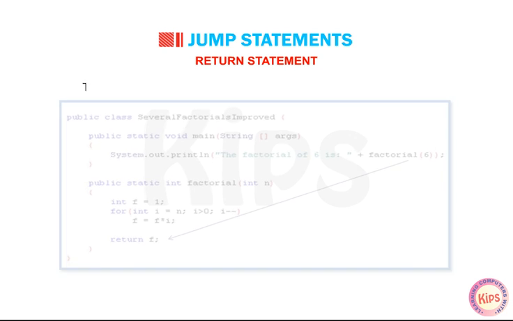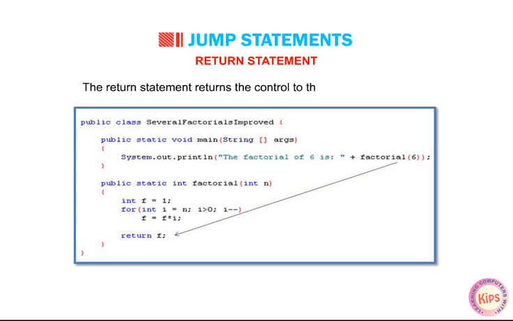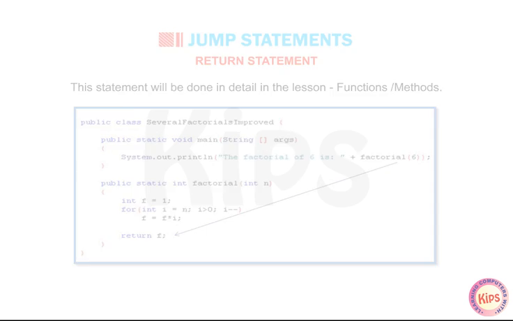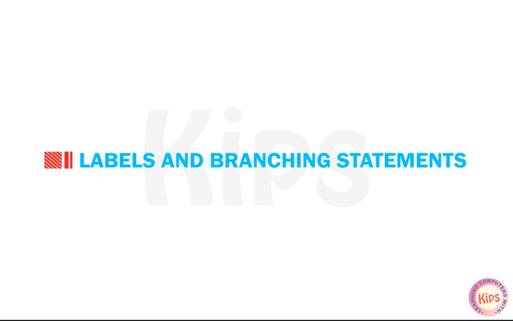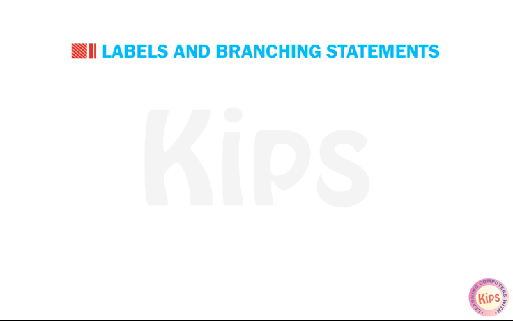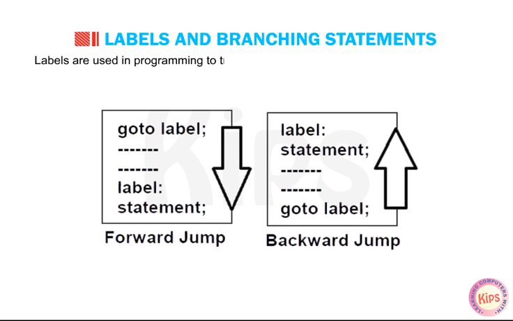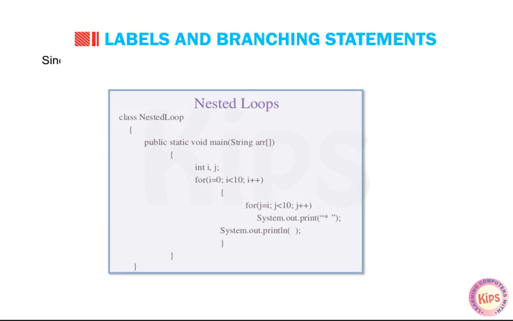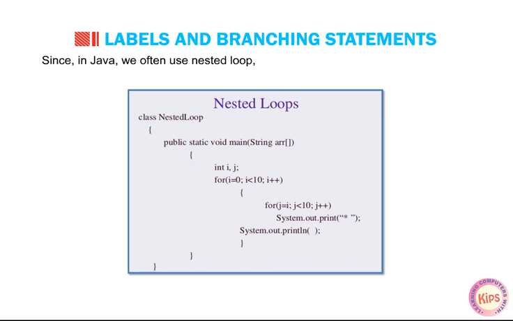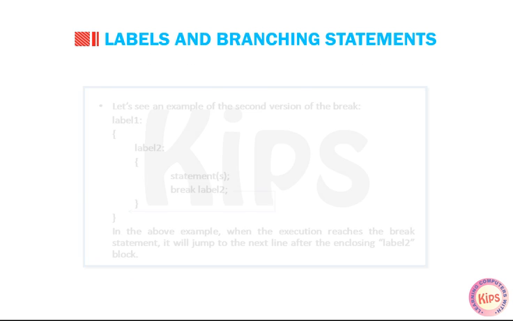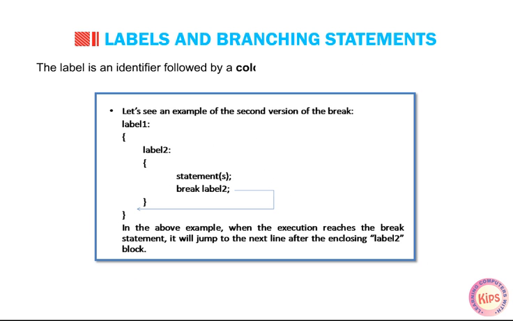Return statement. The return statement returns the control to the code that invoked it. This statement will be discussed in detail in the lesson Functions or Methods. Students, let us learn about labels and branching statements. Labels are used in programming to transfer the control of the program to a specific location. Since in Java we often use nested loops, labels can be used before any loop in the program. The label is an identifier followed by a colon placed before the looping structure.